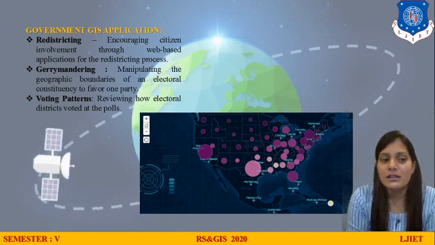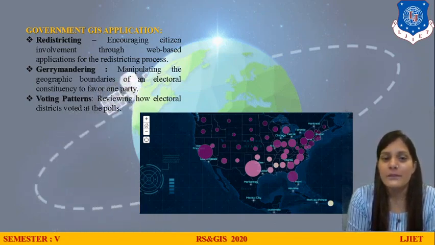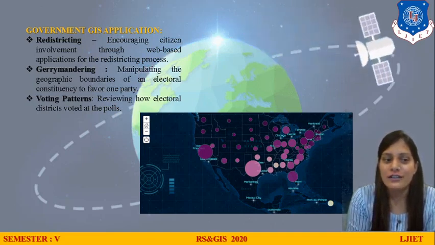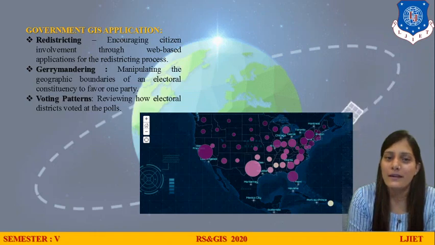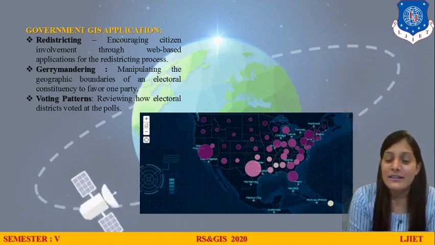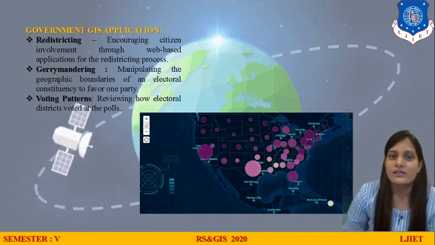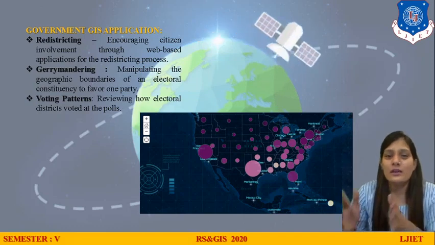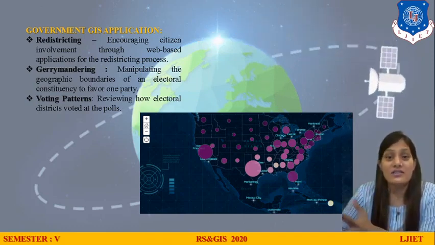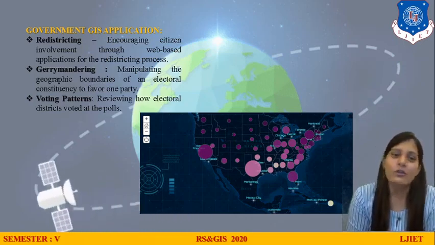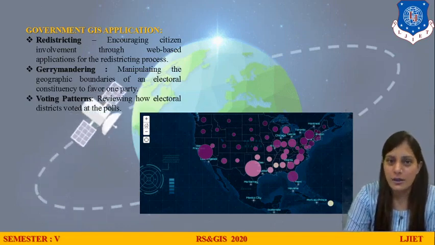Now here in government GIS application, you can see gerrymandering. Means what? That is a new terminology for you. Manipulating the geographic boundaries of an electoral constituency to favor one party. What does it mean? The name is only difficult, but here there are regions. You all know that this is a BJP region, this is a Congress region, right? So we are just doing the analysis of that. Which one is favoring, how many regions are favoring this party, how many regions are favoring the other party. That is known as gerrymandering. Right? Then voting patterns, that I have already shown in the map.